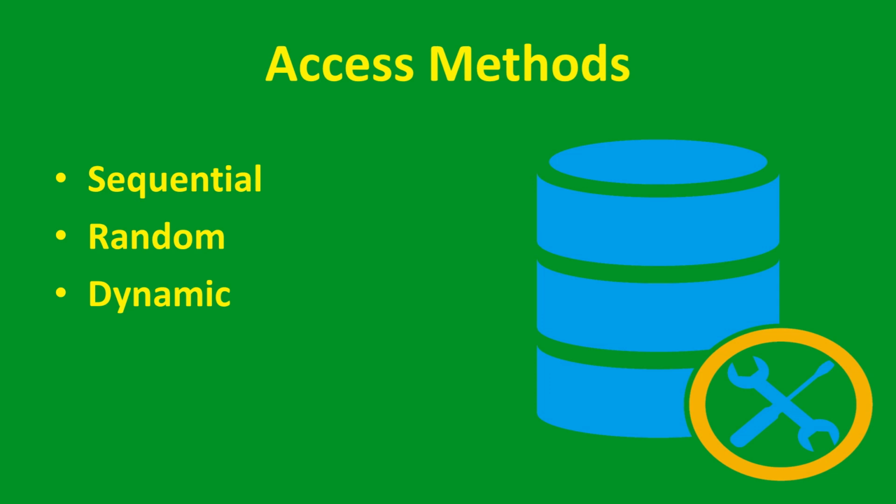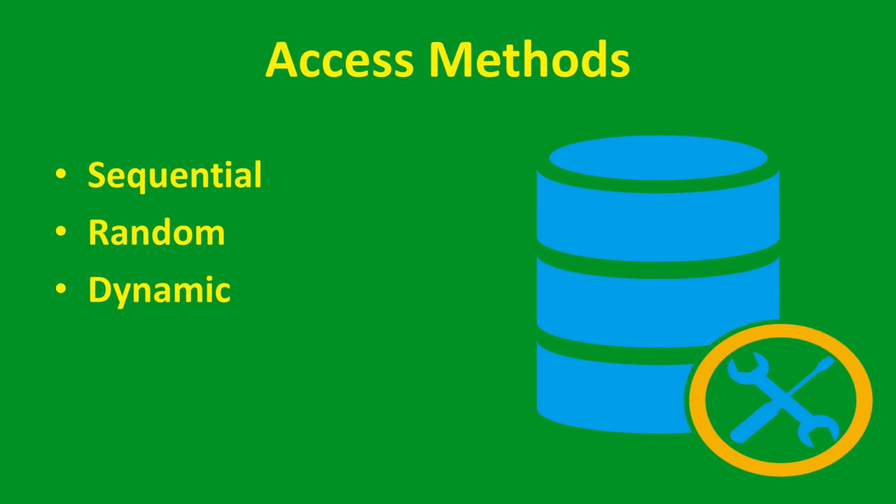Access methods. A VSAM dataset can be accessed using three different methods: sequential, random, and dynamic. The sequential access method is used when data is accessed in the order in which it is stored. Random access is used when data is accessed by key fields or record numbers, and dynamic access is a combination of sequential and random access methods, and it is used when both types of access are needed.